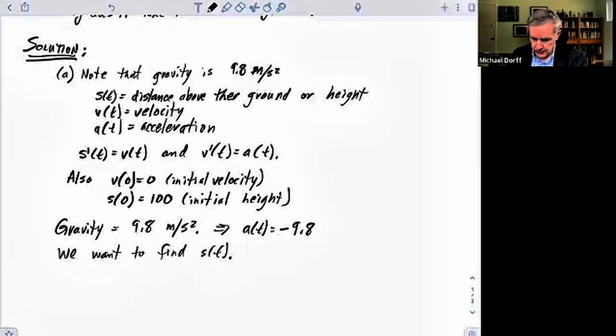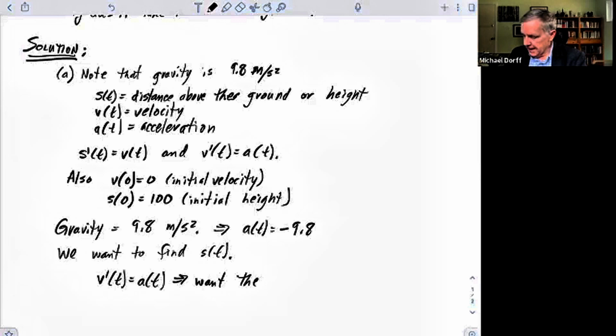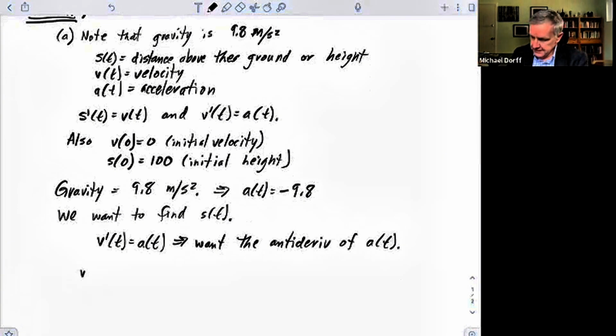All right. So let's see. We know that the derivative of velocity equals the acceleration. So we want the antiderivative of A of t, right? That's why we're doing this problem in this section, because we're going to use antiderivatives. So V of t then is going to equal the antiderivative of A. A is negative 9.8, so its antiderivative is negative 9.8 t plus a constant.